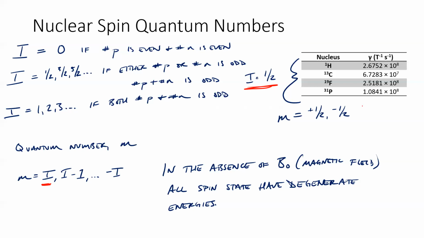All right, so these gamma values here, these are called the gyromagnetic ratio.